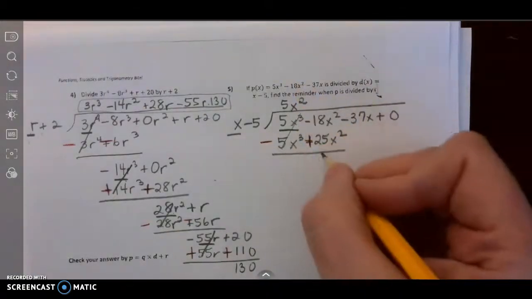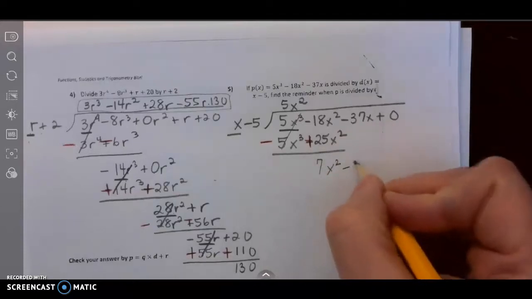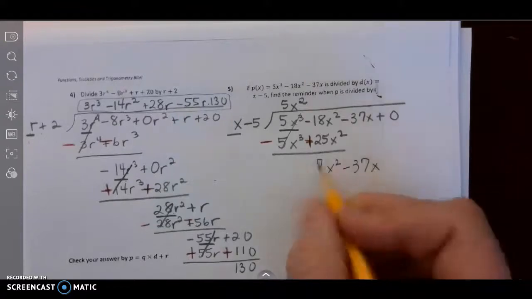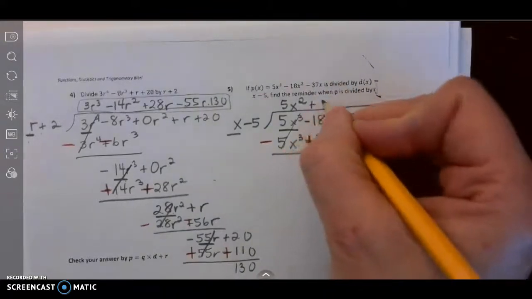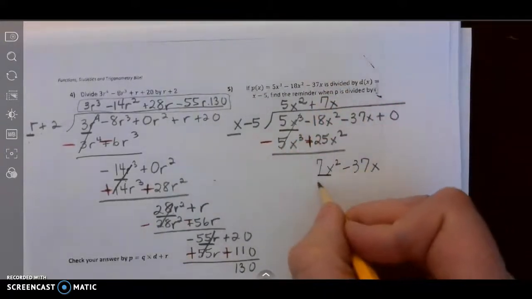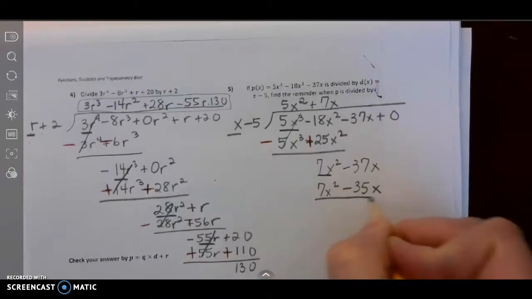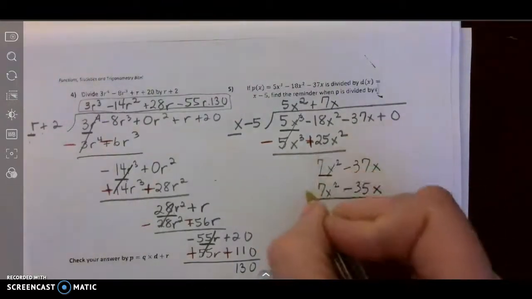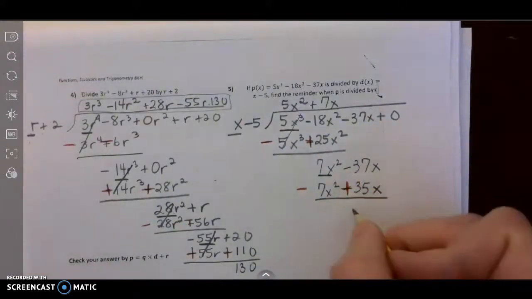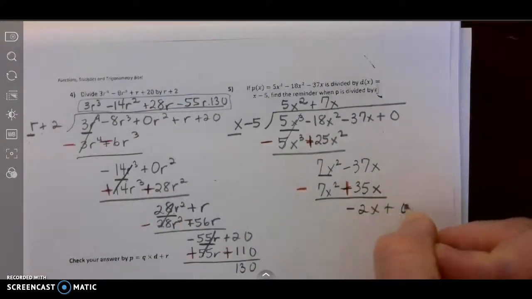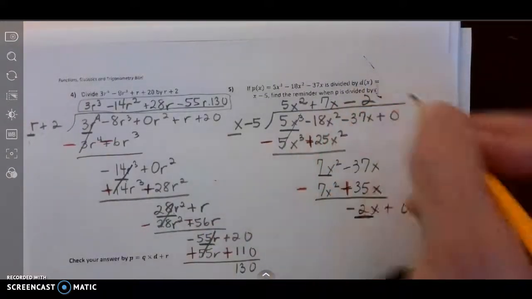These cancel, and I'm left with 7x squared minus 37x. Focus on the first again. 7x squared divided by x is 7x. Multiply, I get 7x squared minus 35x. When I subtract, I change my signs. Negative 2x plus 0. Focus on the first. Negative 2x divided by x is negative 2.